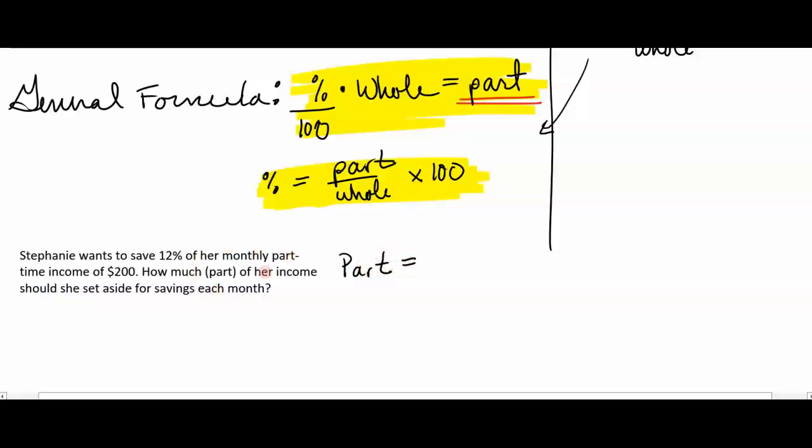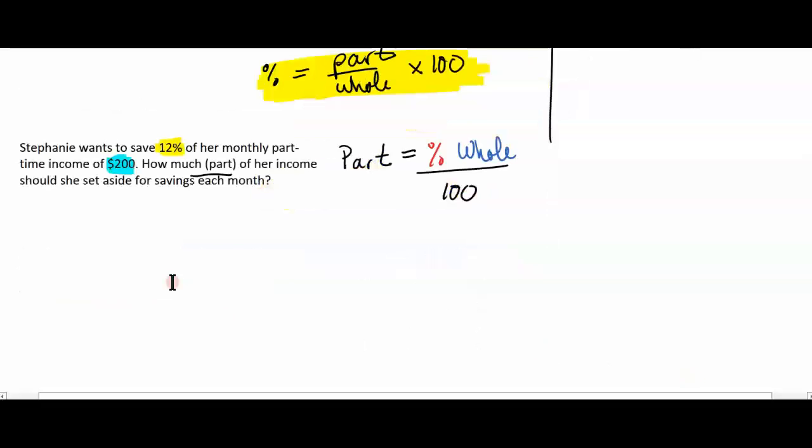the amount that she's trying to save is going to be equal to the percent. The percent is the 12% of, and I'll write that here, percent times the whole. The whole is the total amount she's making, the 200. And then we'll divide that by 100 to change it from a percent to a dollar amount. That's my formula. I've color-coded where we're going to fill in information.